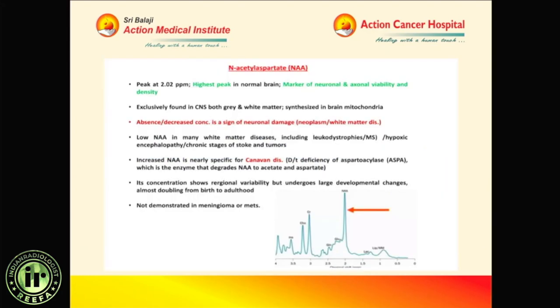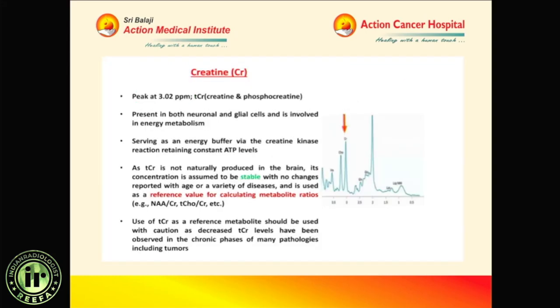So, let's talk about NAA. It is the highest peak, it is there at 2.02 ppm and it is a marker of neuronal and axonal viability and density. Its absence or decreased concentration is a sign of neuronal damage, like in neoplasms and white matter diseases. Low NAA may also be seen in leukodystrophies, MS, hypoxic encephalopathy and other diseases. Increased NAA is nearly specific for Canavan's disease due to deficiency of aspartoacylase, which is an enzyme that degrades NAA to acetate and aspartate. NAA is not demonstrated in meningioma or mets.